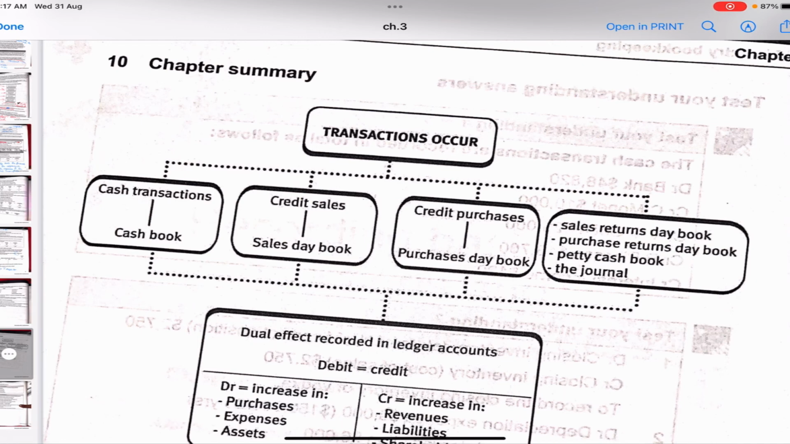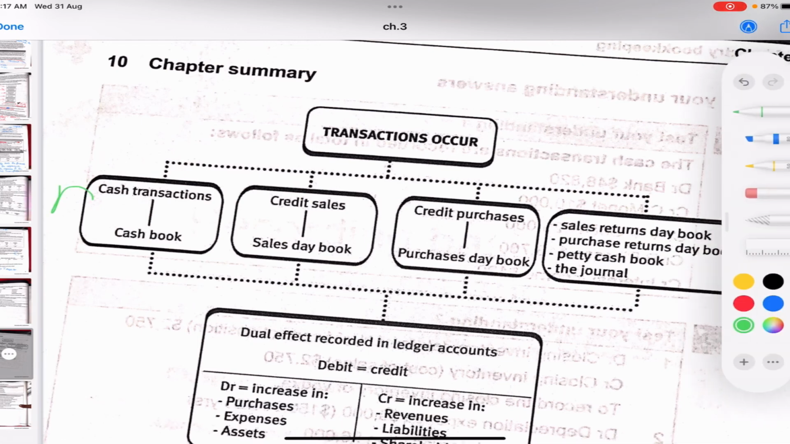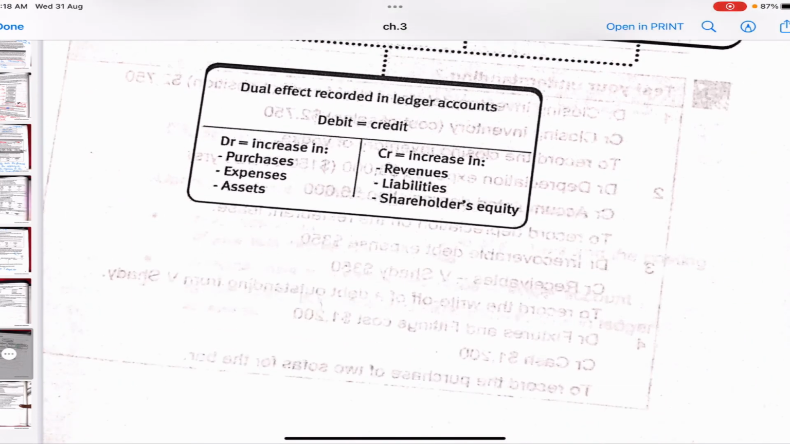So transactions occur. If it is a cash transaction, we put it in the cash book. If it is a credit sale, it goes in the sales day book. Credit purchases go in the purchase day book. We also have a sales return book, purchase return book, petty cash book and the journal. There is a dual record for every transaction, and the dual effects are recorded in the ledger accounts. So for every debit entry there is also a credit entry.